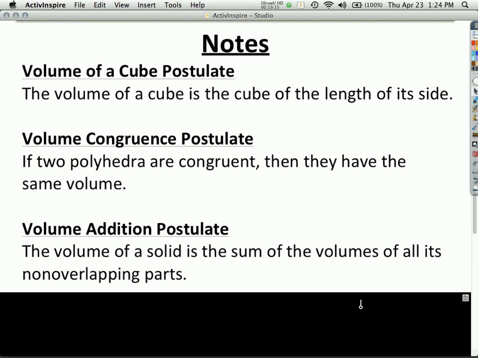Volume congruence postulate: if two polyhedra are congruent, then they have the same volume. If two polyhedra have the same volume, not sure if they'll be congruent. We'll find out. Not sure if it works both ways. Volume addition postulate. This is an important one. The volume of a solid is the sum of the volumes of its non-overlapping parts.